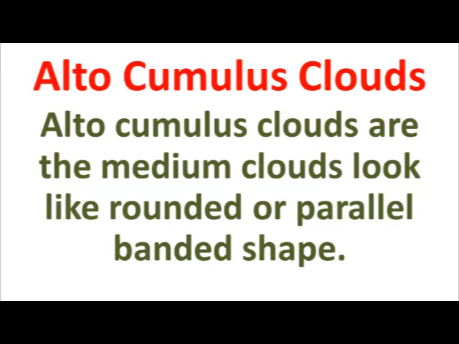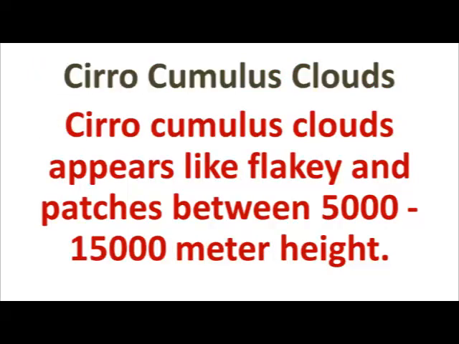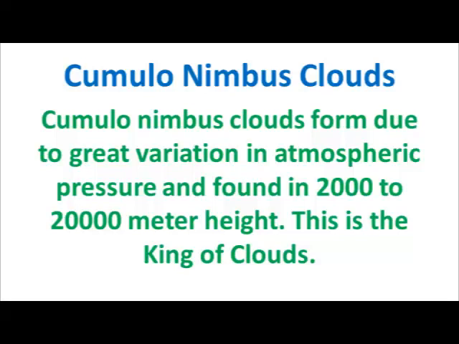Altocumulus clouds are the medium clouds that look like rounded or parallel banded shape. Cumulus clouds. Cumulus clouds appear like flaky patches between 5,000 to 15,000 meter height. Cumulonimbus clouds. Cumulonimbus clouds form due to great variation in atmospheric pressure and are found in 2,000 to 20,000 meter height. This is the king of clouds.